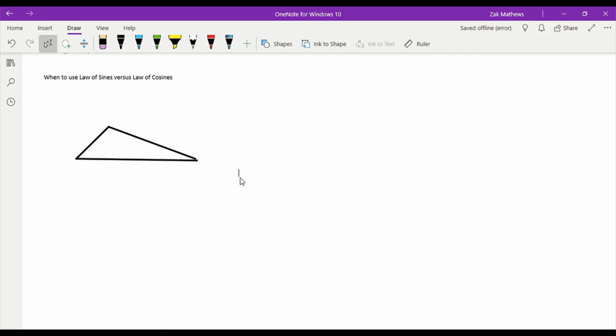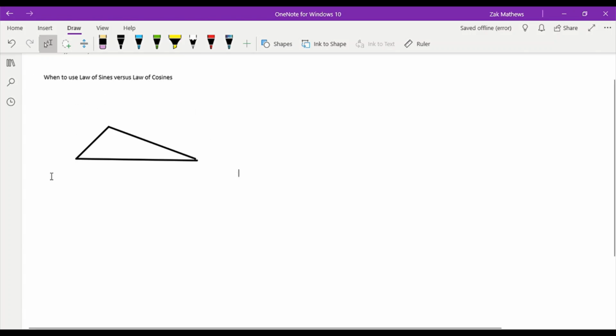I'm going to talk for a few minutes about when to use law of sines versus law of cosines. I'm not going to go real in depth on what those equations look like or do examples. There are other videos to do that. I just want to look at when I use which one. So let's talk about the law of sines first.